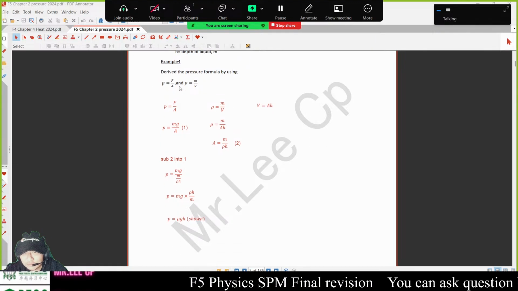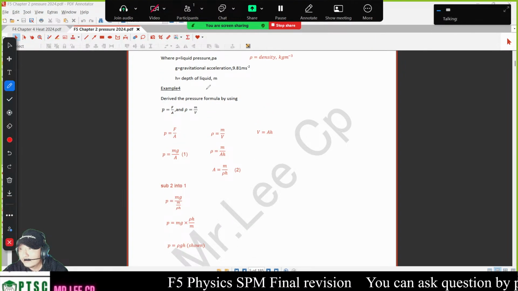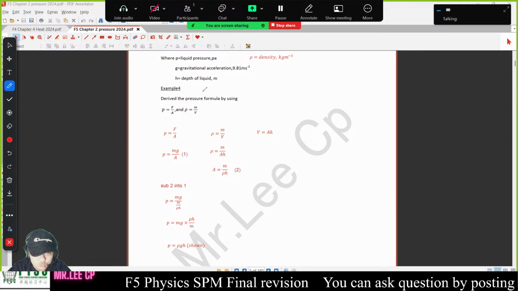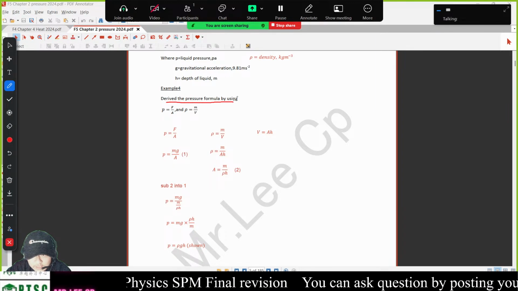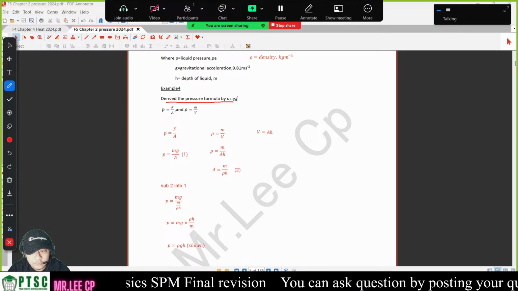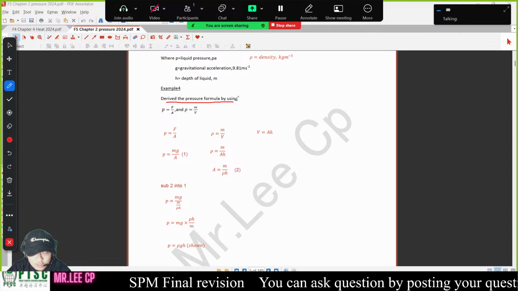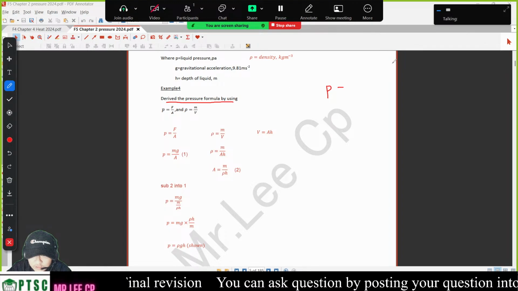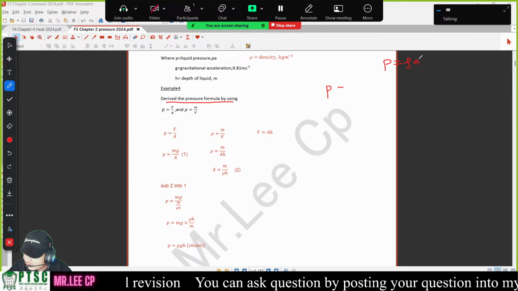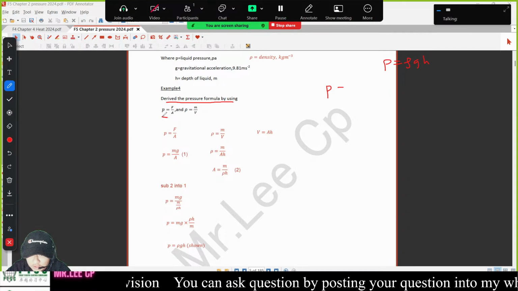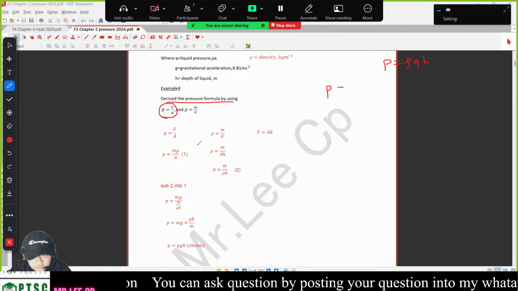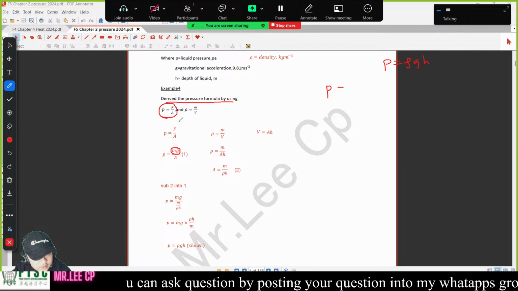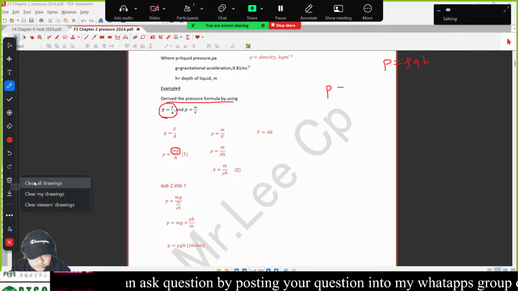Derive the formula. You should learn how to derive the formula. How do you derive the formula of pressure is equal to rho gh? You need to have pressure is equal to force over area. Force is equal to mg, so mg over area. You got the first formula.